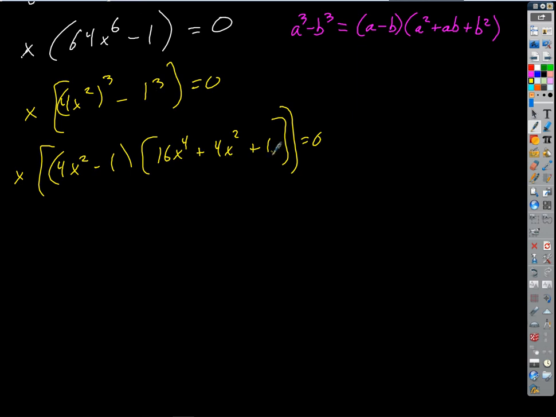Okay, not bad. But then here's where the problem is. What am I going to do with that? I get two zeros pretty easily, right? By the zero product property, I know I'm going to get x equals 0, and I could solve this one, and what would I get? If I set that equal to 0, what would the steps be to solve for x?